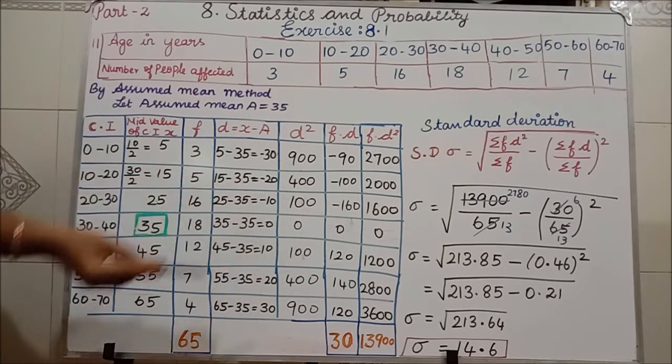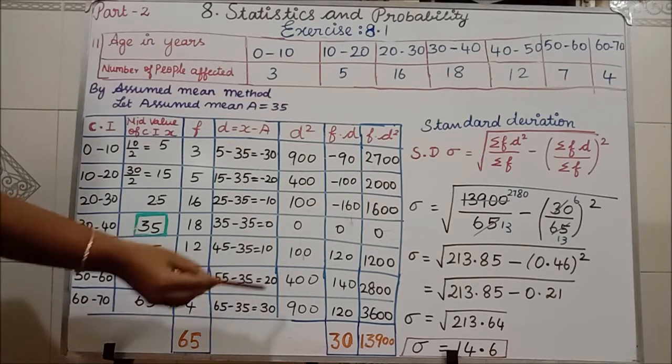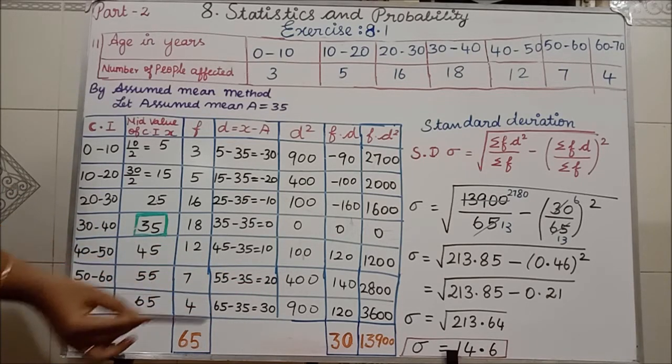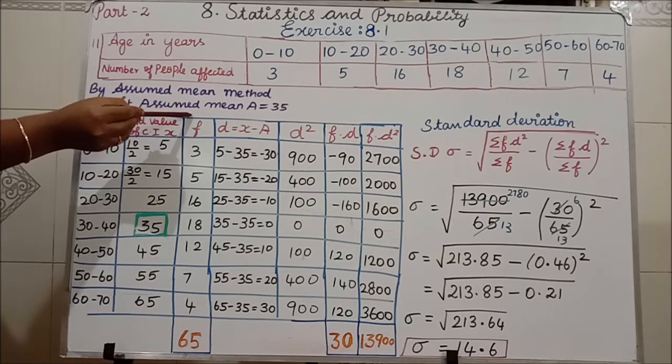15 minus 35 is minus 20. 25 minus 35 is minus 10. 35 minus 35 is 0. 45 minus 35 is 10. 55 minus 35 is 20. 65 minus 35 is 30. Clear? Then summation of f we need.